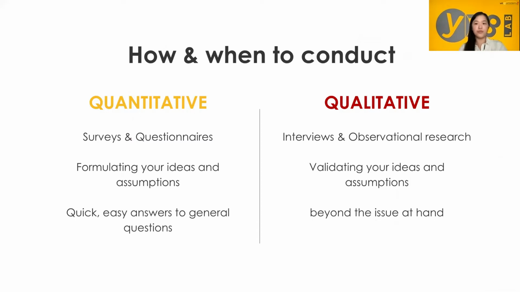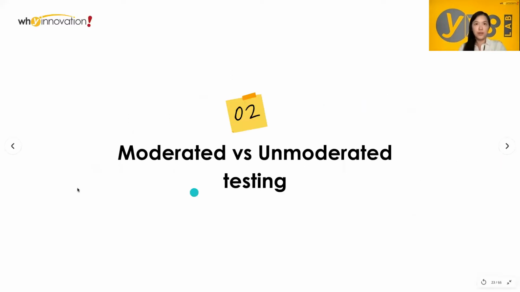So how and when do we conduct both these research and tests? In quantitative, we usually use surveys and questionnaires, and it's used to formulate your ideas and assumptions due to the quantitative nature, right? So these are quick and easy answers to more general questions. Whereas qualitative, we usually do interviews and observational research. So it's validating your ideas, validating your assumptions, and it looks beyond the issue at hand because it's explorative. So that's qualitative. Then we have moderated versus unmoderated testing, which is our second approach.